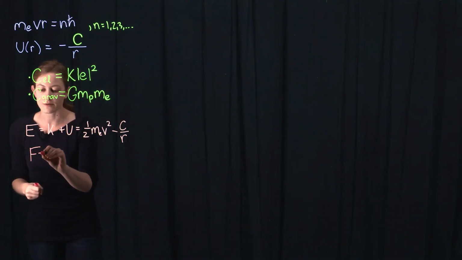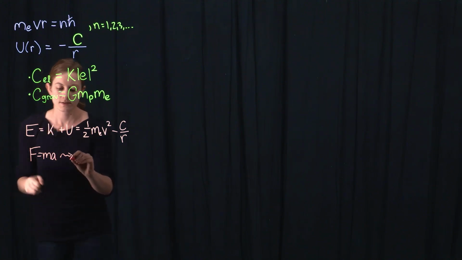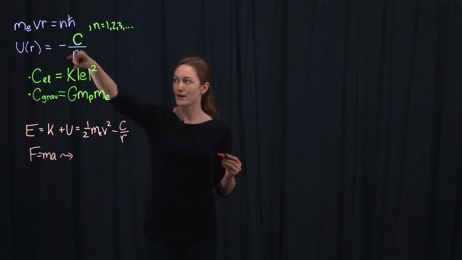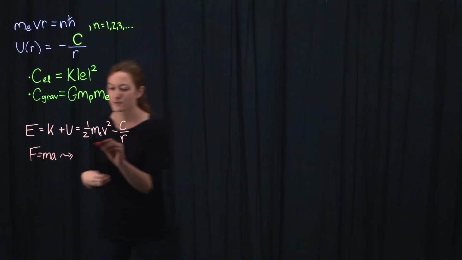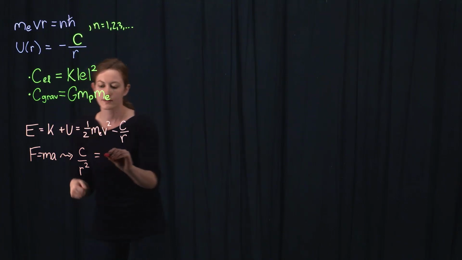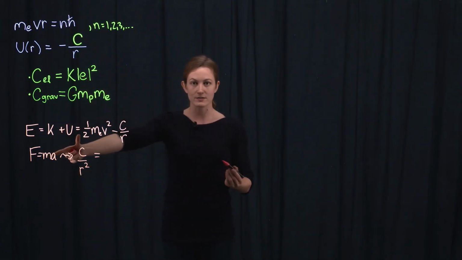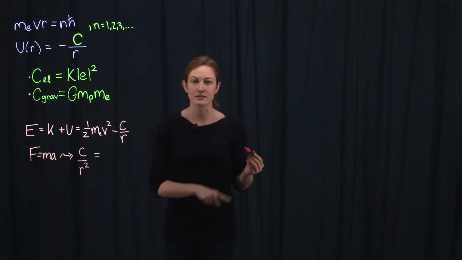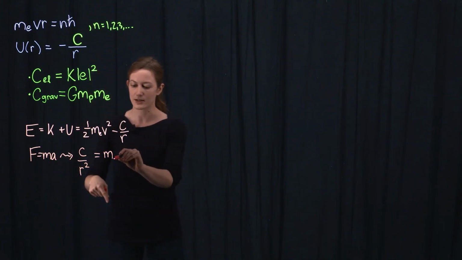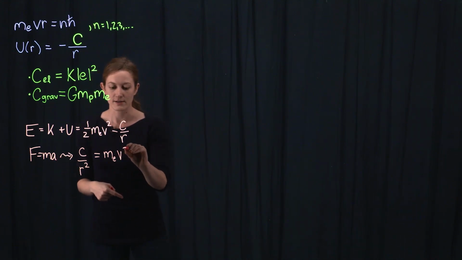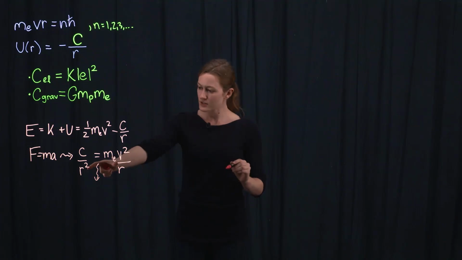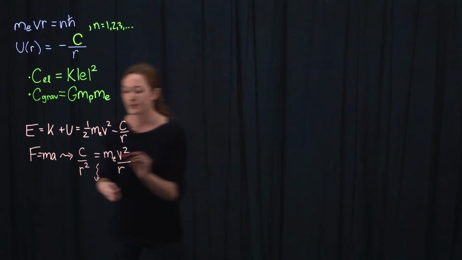Newton's second law, F equals ma, tells us that the force that results from these central potentials, so that's given by the gradient of these potentials, which goes like C over r squared, is equal to the mass times the acceleration of the electron, which is the centripetal acceleration, since it's going around in a circular orbit. So that's m of the electron times v squared over r is that centripetal acceleration. And we can use this relation to solve for the kinetic energy of the electron.